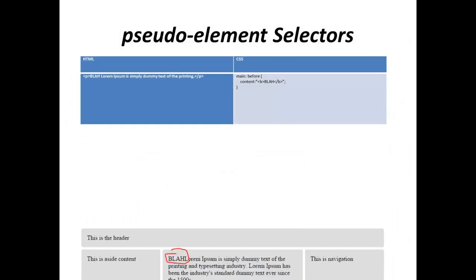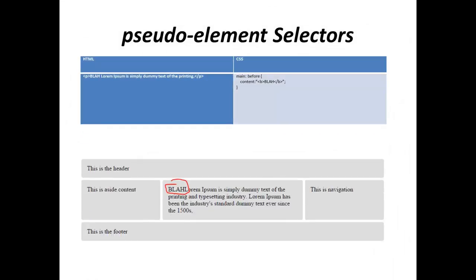So let's talk about this main before. You'll notice I put main and then I use the pseudo selector of before, and I put content colon and then in double quotes I put blah in bold text. You can see in that example how I'm putting the word blah in there with CSS.